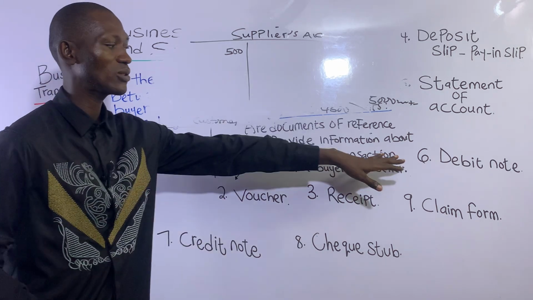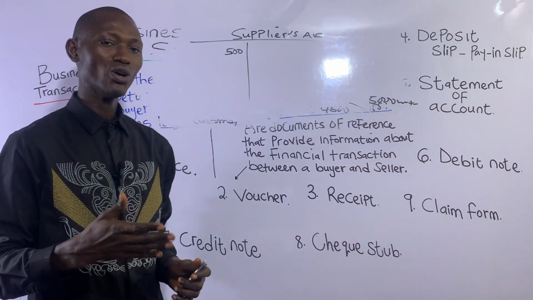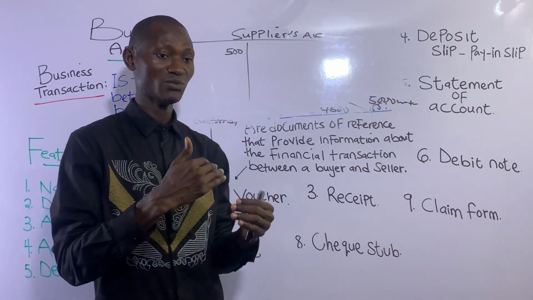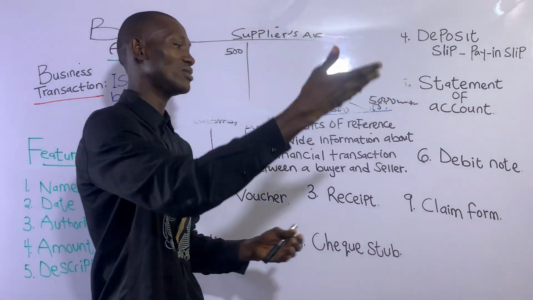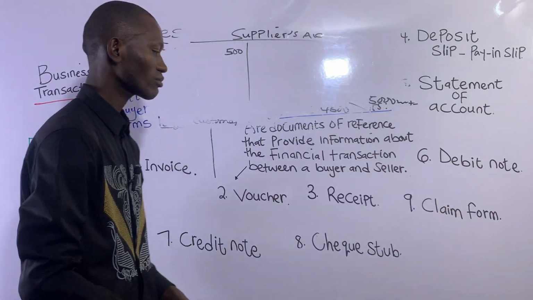So that's with respect to debit notes. A debit note is used to correct an error of undercharge. That means when the customer's account has been reduced, and you now want to increase it, you will issue a debit note.